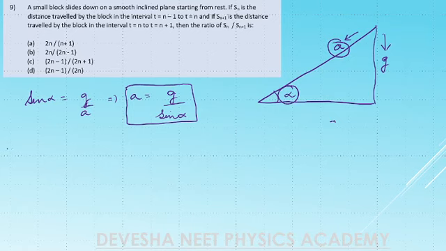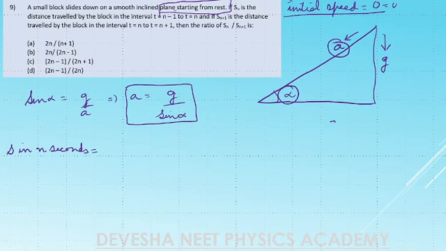Now, what is the distance traveled in n seconds? Now let's understand that in the problem it's given that it is starting from rest. So if it is starting from rest, it means the initial velocity, or the initial speed, is equal to 0. This is u.